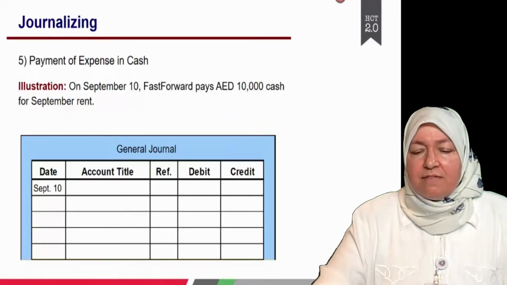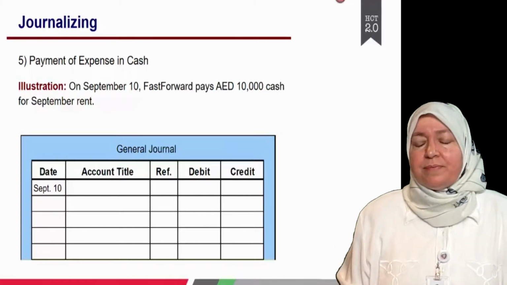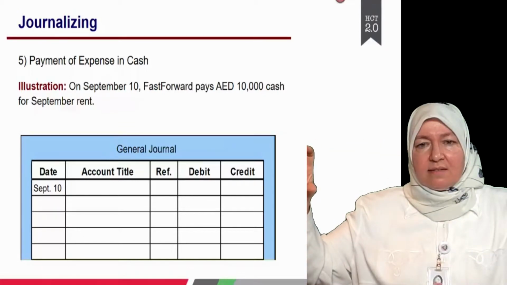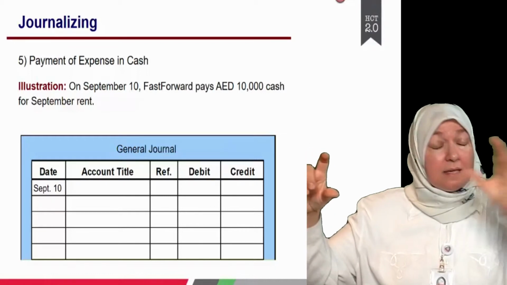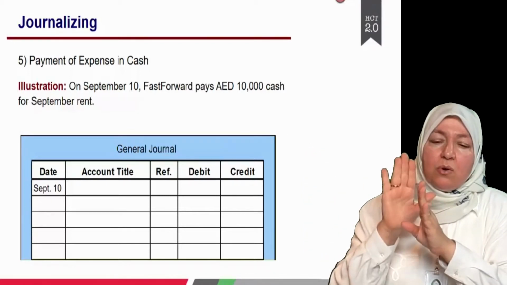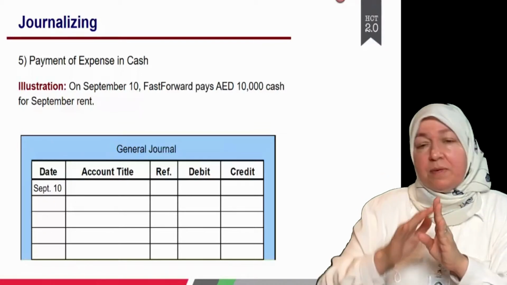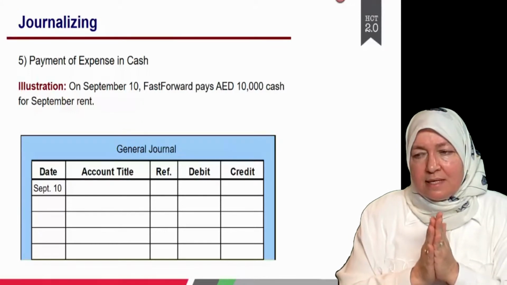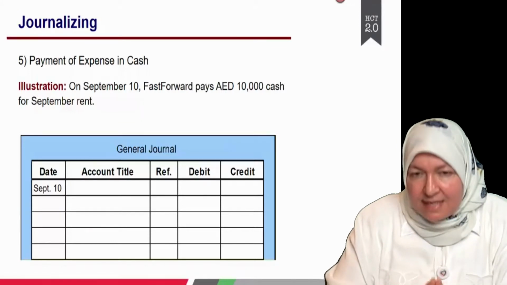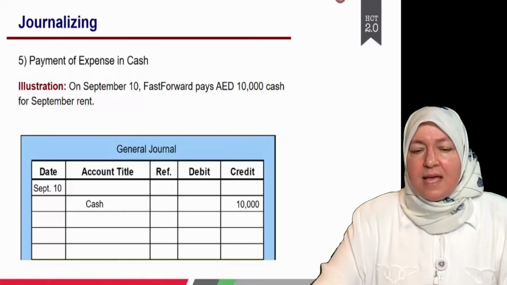Now, payment of expense in cash. On September 10, Fast Forward pays 10,000 cash for September rent. Let's start with cash. Cash is an asset. Its normal balance is debit. Try to remember that always. So they are paying, so cash is decreasing. So it would be the opposite of its normal balance. Its normal balance is debit. The opposite is credit. So we'll put cash credit by 10,000.